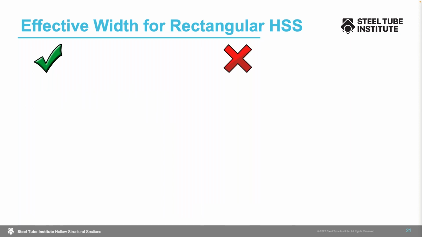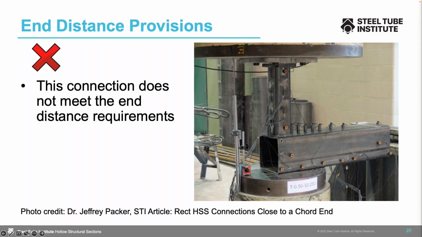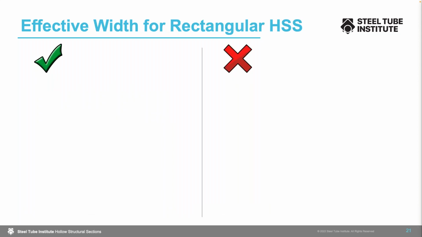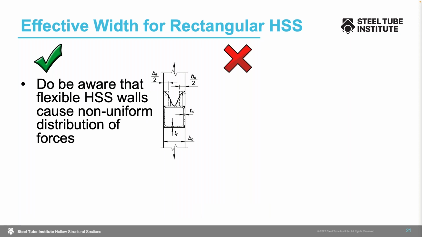So moving on to effective width for rectangular HSS. We saw that flexible wall. You can see it's distorting here a little bit. That's not under the heaviest loading yet, but eventually that wall will bow down and flex under this point load. So we saw that flexible wall, and the flexibility of that wall results in what is called the effective width phenomenon for square or rectangular HSS sections.